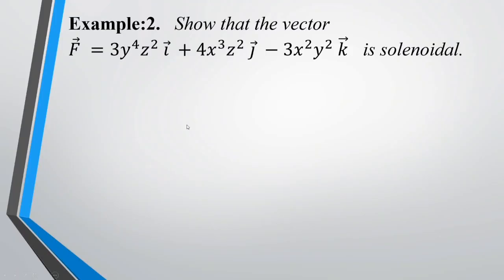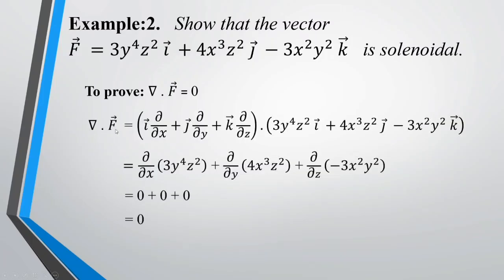Now example 2, show that the vector f vector equal 3y power 4 z square i vector plus 4x cube z square j vector minus 3x square y square k vector is solenoidal. Now we know the condition for solenoidal. That is, to prove a vector is solenoidal, we have to show that del dot the vector is equal to 0. So del dot f vector. So we know that del is i vector dou by dou x plus j vector dou by dou y plus k vector dou by dou z dot the given vector f vector.